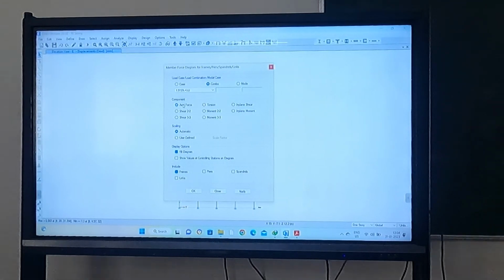You have axial force. You have shear in 2 direction, shear in 3 direction. Then similarly moment in 2, moment in 3, torsion, in-plane shear, in-plane moment. So these parameters you have, whichever you want you can choose. So let us start with axial force, and apply.